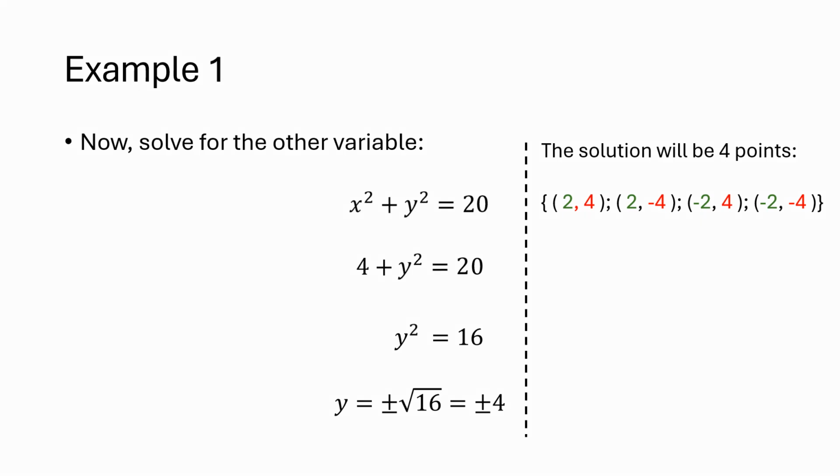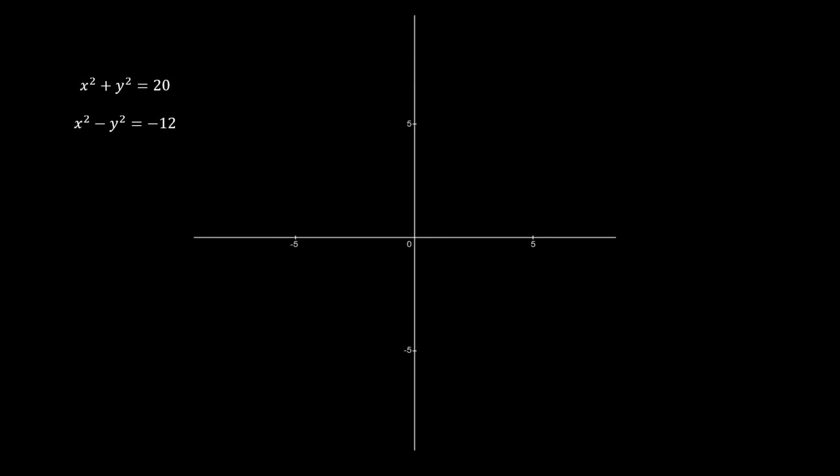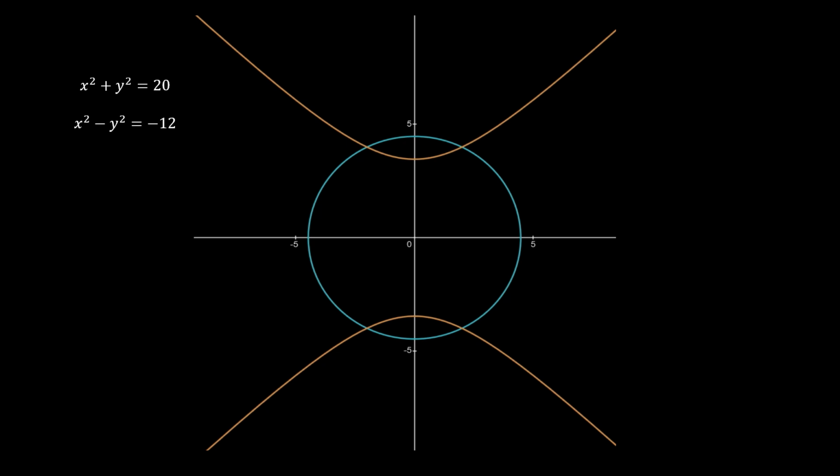Now if we solve the system using graphing, we're going to see also the 4 points. So this is x squared plus y squared equal 20, and the other graph, x squared minus y squared equal negative 12. And these are my 4 points.